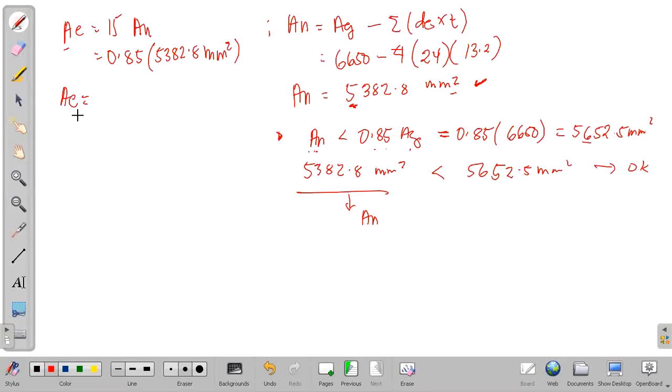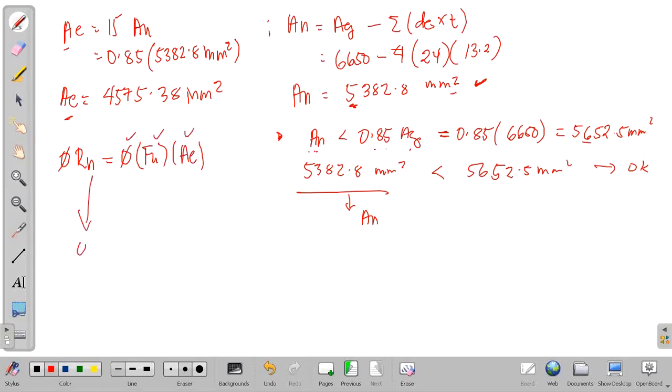Ano yung magiging value ng effective area natin? 0.85 times 5382.8, that is 4575.38 mm squared. Ito yung AE natin. So, AE pa lang yan. Ang kailangan natin is to solve for the design tensile strength. Okay, so to solve for the design tensile strength, that is phi times Rn. Okay, ang Rn natin is, ano yung Rn natin? Fu times Ae.